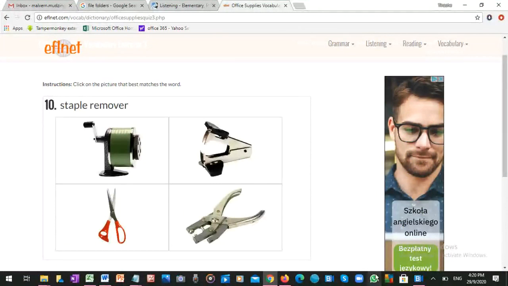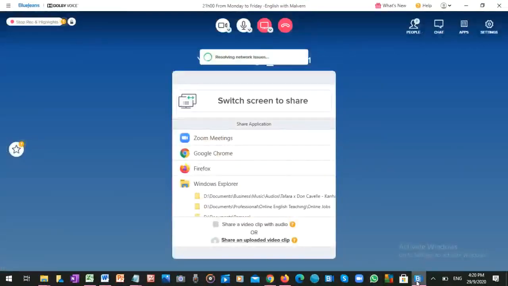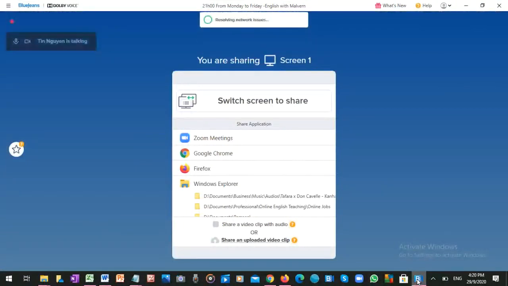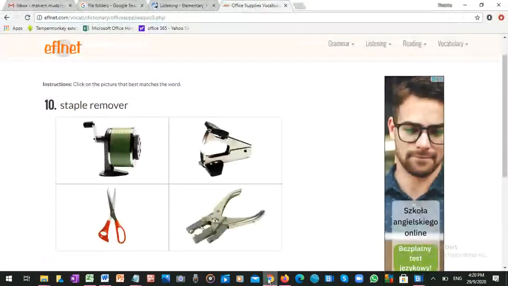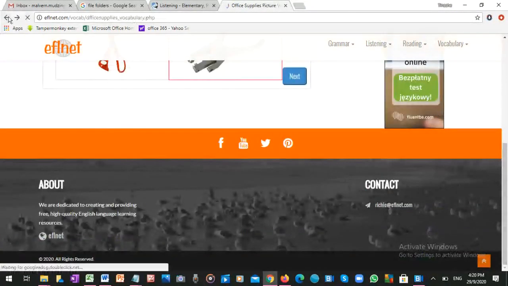Which one is it? One, two, three, or four? Well done. No, it's two. This is a staple remover. This is a hole punch. Is that okay? Okay. Well done. It's two. Let's move on to the next exercise.